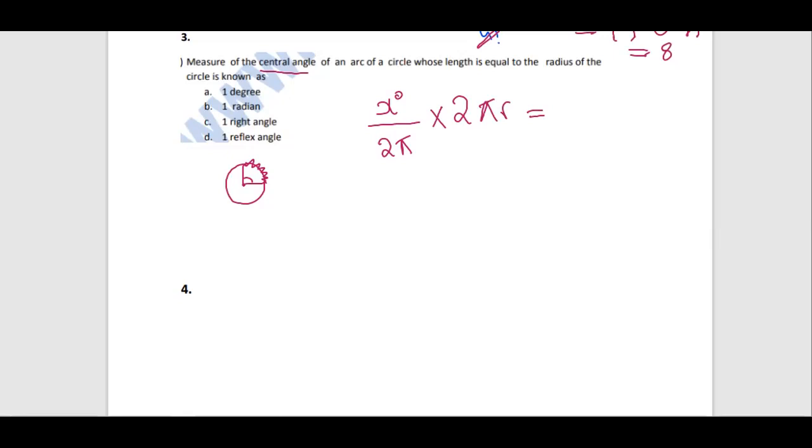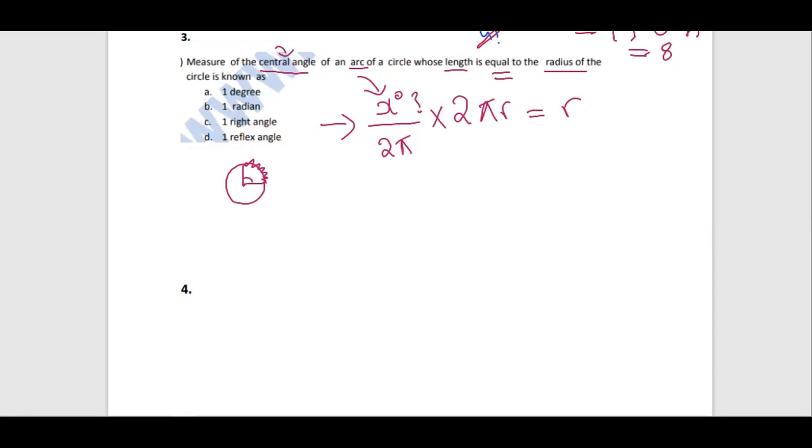So the question was: find the measure of the central angle of an arc of a circle whose length is equal to the radius. Arc length equals radius, that is r, and we need to find the central angle. This is what we need to find. We need to find x, right?